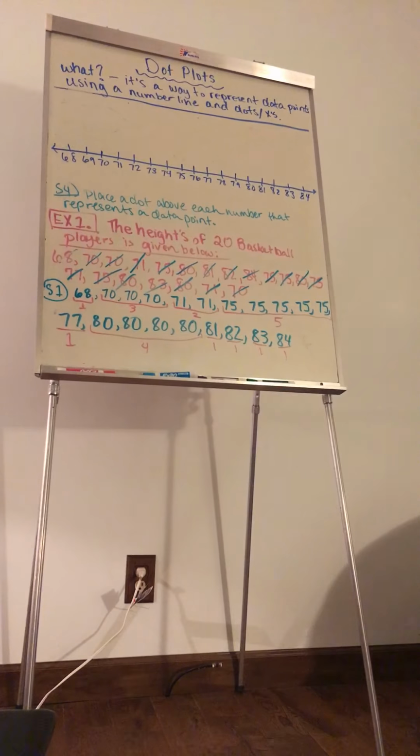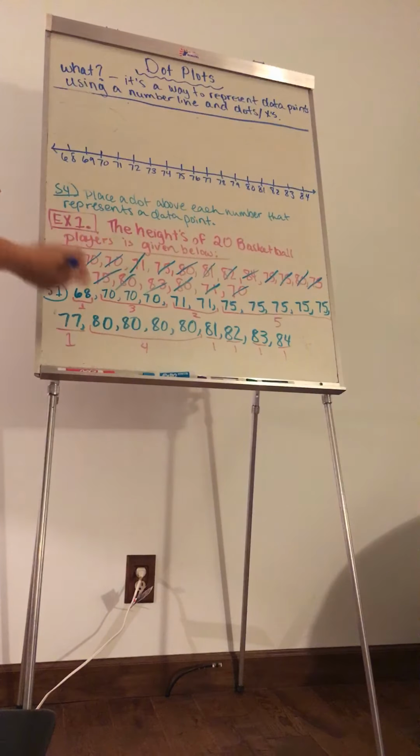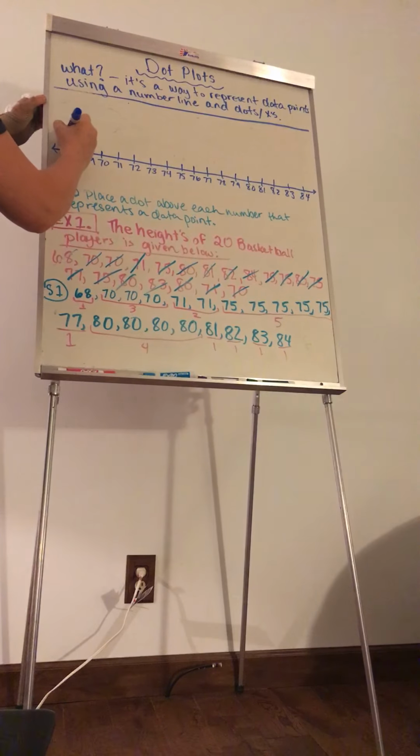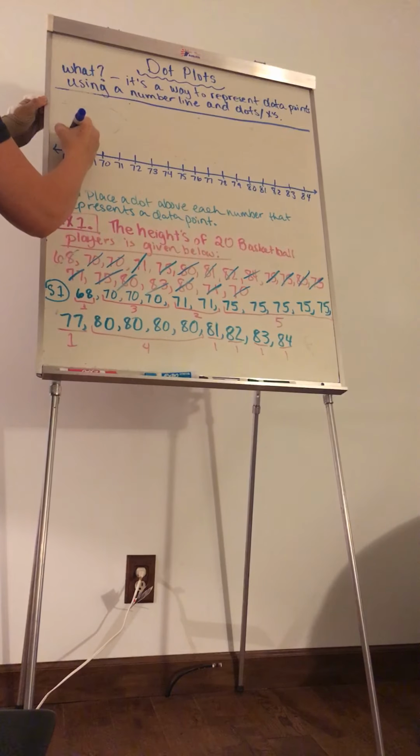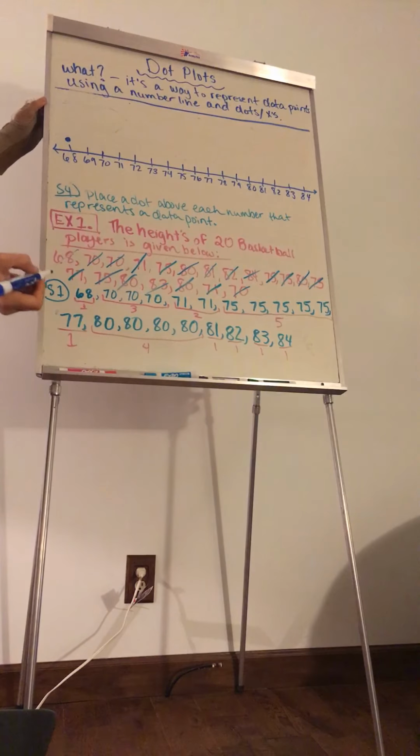Alright, so now that I have my number line, I didn't skip any numbers, I did not repeat any numbers. I am going to make a dot above each number that I have. So, this is where the counting comes in handy. So, I have 168, I'm going to put one dot above 68. That shows that I have one number 68 there.